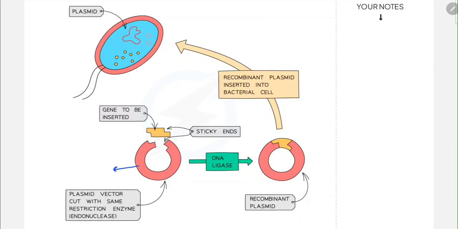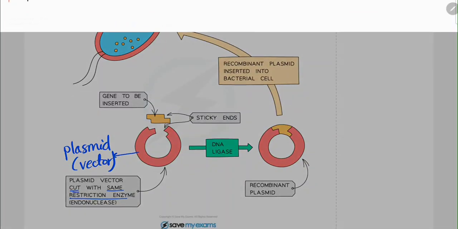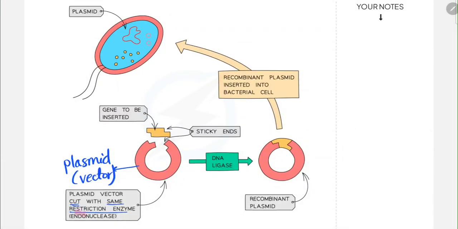Here's the first part. This is of course the plasmid, which we called a vector. This plasmid vector is cut with the same restriction enzyme, which is here the endonuclease, that's its name. That restriction enzyme cuts it and leaves this part I highlighted in blue, and these are the sticky ends that are complementary to each other, and they can interact just fine and join together.